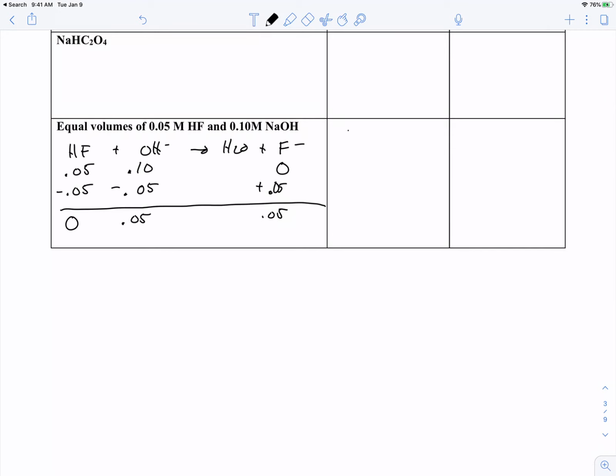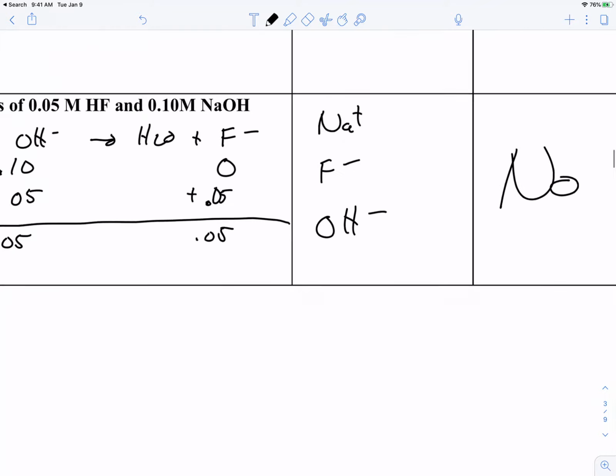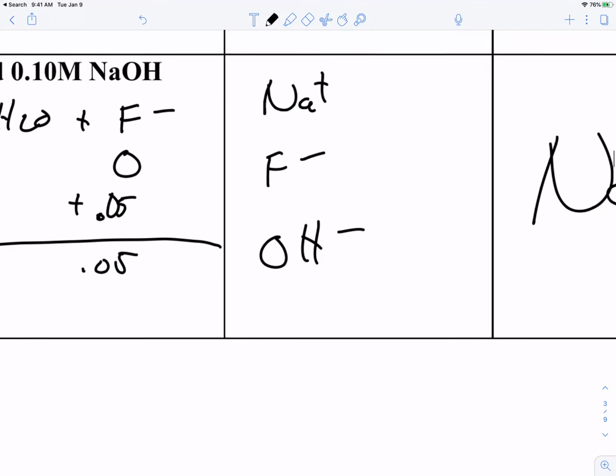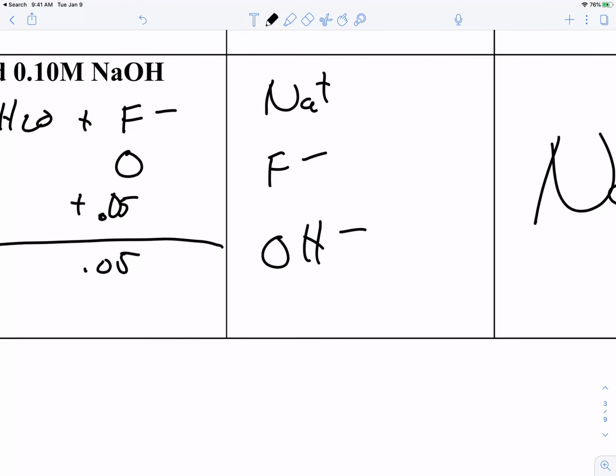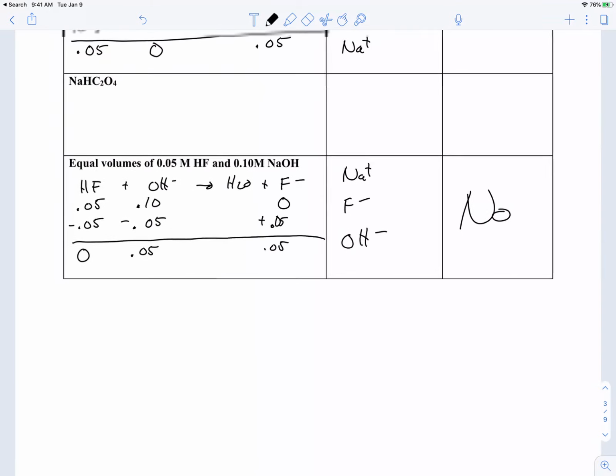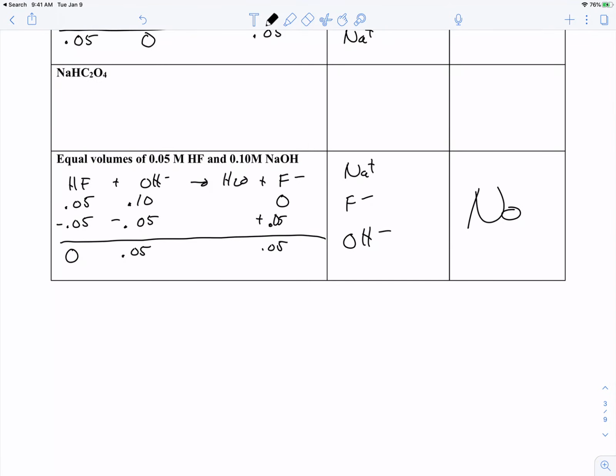So what we'll have present is sodium, we'll have fluoride, sodium's our spectator, and our hydroxide. Well, we're not going to have hydroxide ions and it be a buffer. So the answer is no. There's no particle in here that would react with hydroxide. And if we added hydrogen, it would react with the hydroxide and that would change the pH. So we cannot have hydroxide in our buffer.